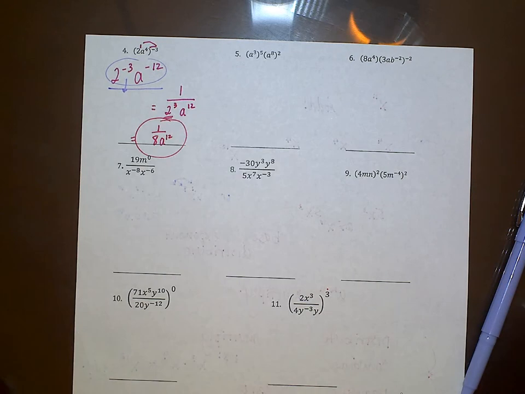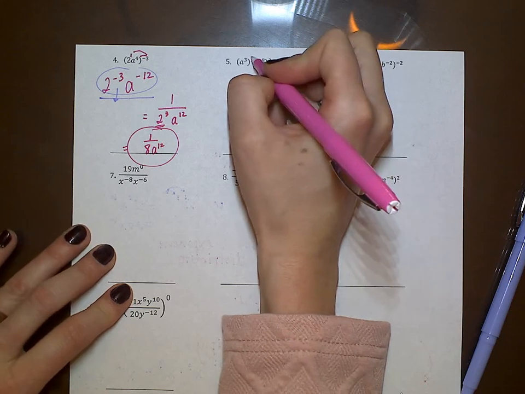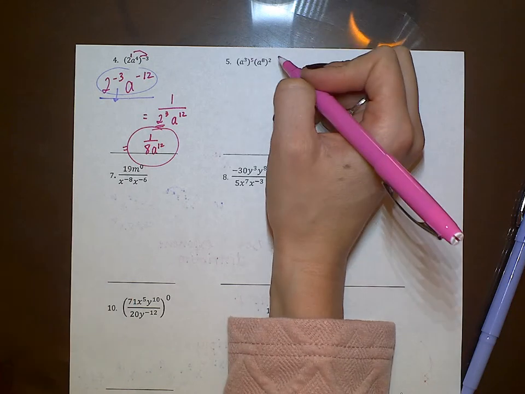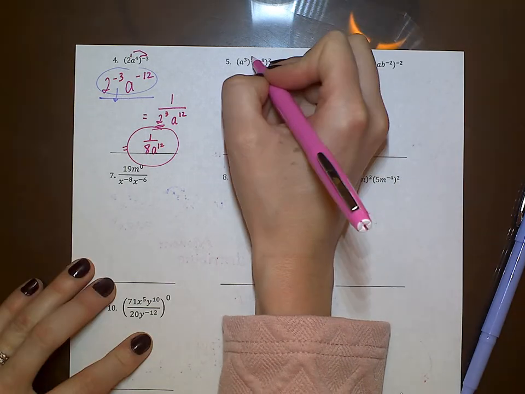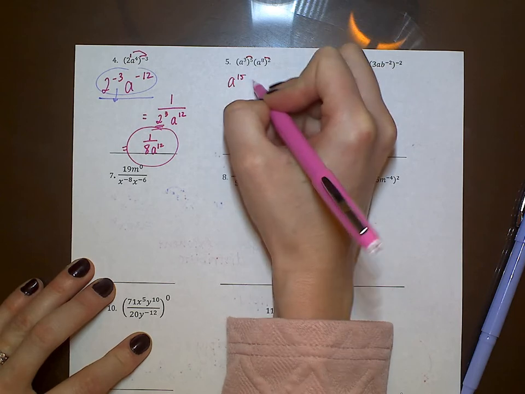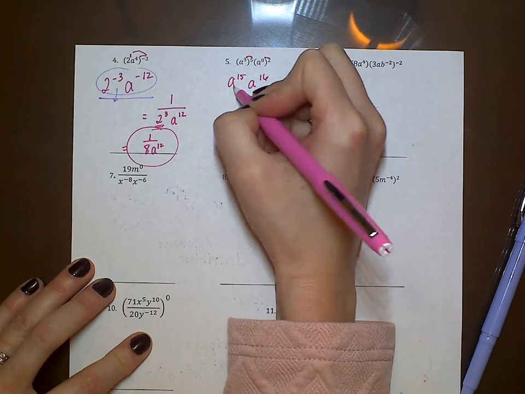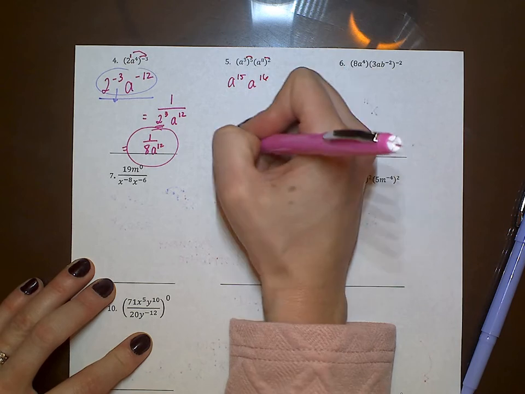Aren't these fun? Okay, next one. And again, this just takes practice, so I know there's a lot, but roll with it. First step, distribute. So I have distributing here and here. I'm going to multiply exponents when I do that. 15a is here, 16 here, so I'm going to add them together, and that would just be a to the 31.